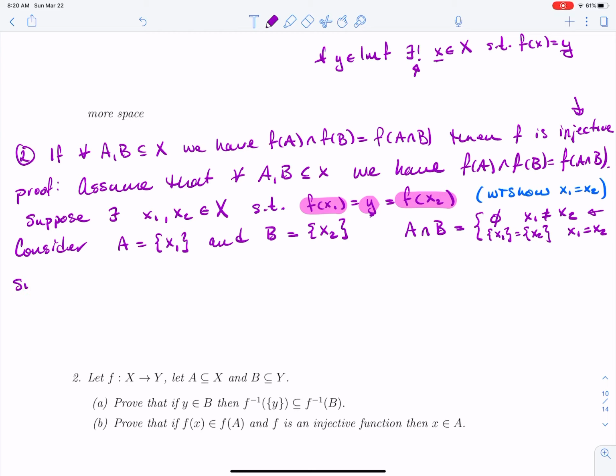So suppose that A intersect B is the empty set.